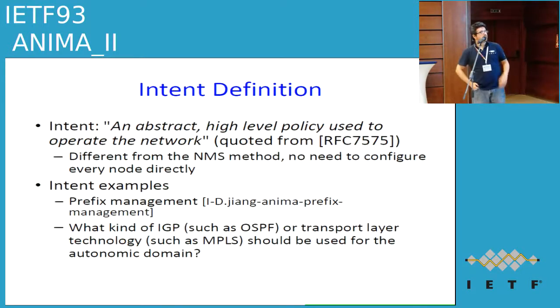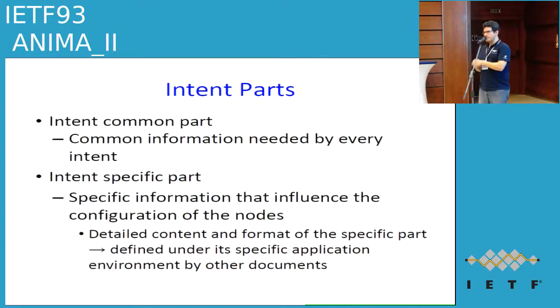Next slide. And when we're writing the draft, we consider that there are two parts of the intent. The first part is the common information, which is described in each intent, or by every intent in the network. And there are also unspecific parts that influence the configuration of the nodes. So for this part, we use some detailed information, detailed parts, and this is what we call in the draft the content.